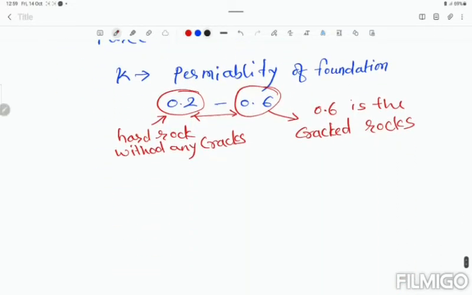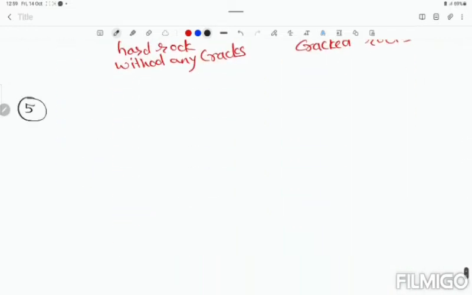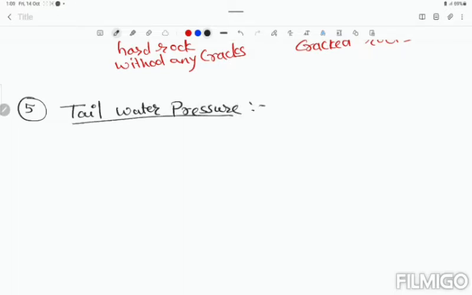Okay, so we will now see the fifth force. There are many forces acting on the dam. It's the tail force, tail water pressure. If you are talking more about tail water pressure, it's exactly what acts on the body of the dam.